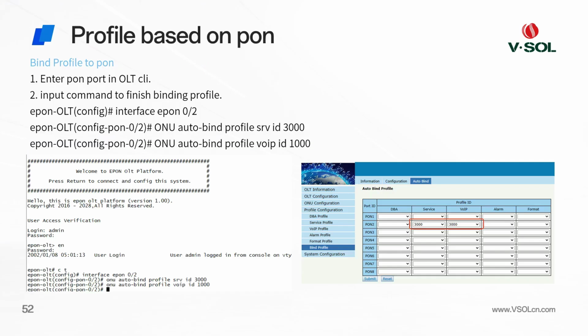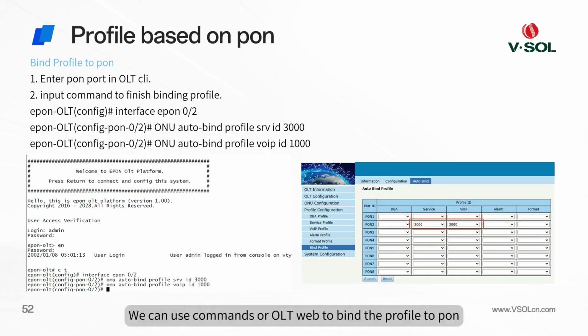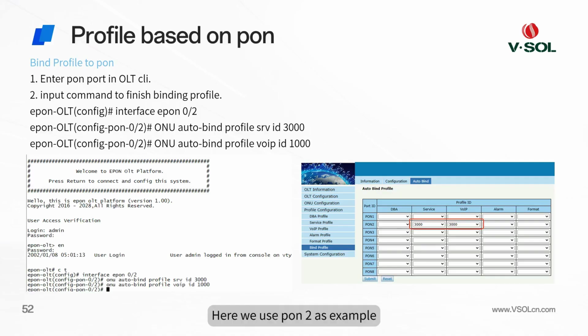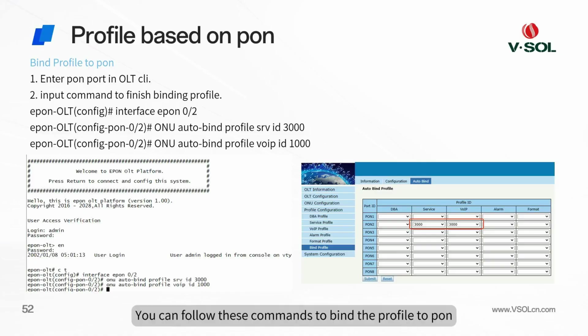Then bind the profile to PON. We can use commands or OLT web to bind the profile to PON. Here we use PON2 as example. You can follow these commands to bind the profile to PON, or you can configure it at OLT web like the example photo and submit it. After that, auto-bind configuration is done.